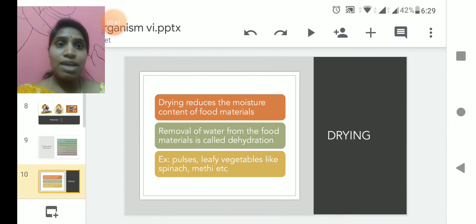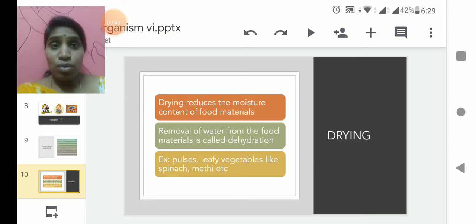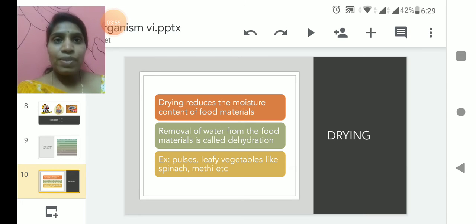Drying reduces the moisture content in the food materials. When we are removing the water from the food materials, that is nothing but dehydration, right? When we remove it, we can easily preserve them, so the microorganisms cannot attack them. For example, we dry pulses and greens, and even leafy vegetables like spinach and methi, right?